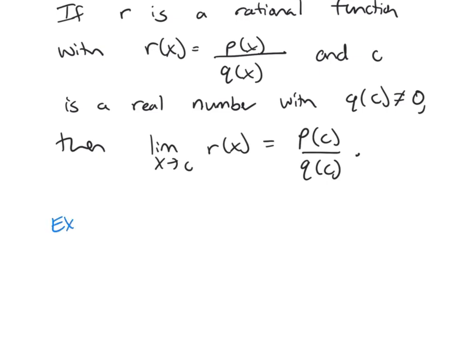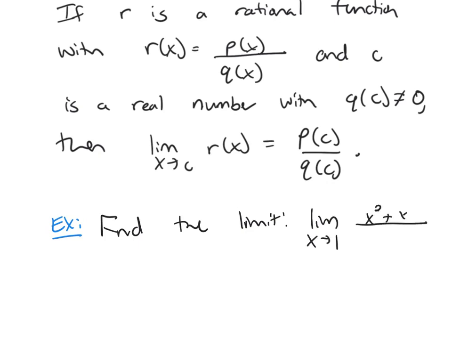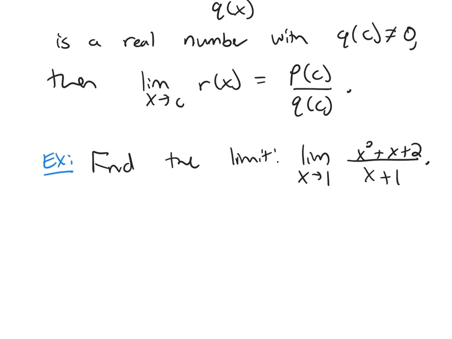Okay, so let's look at one. Let's find the limit as x goes to 1 of x squared plus x plus 2 over x plus 1. So let's look. The value I want to plug in is 1. And we're going to look at plugging it into the denominator. Is the denominator going to be 0 if I plug it in? The answer is no. x plus 1 is not 0 when I plug in x equals 1.